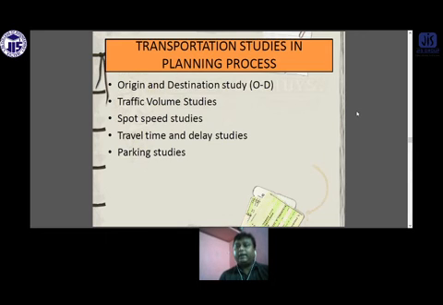Transportation studies and the transport planning process. For this, whatever points I will show you have already been covered. There are various types of transportation studies or planning, meaning what are the things we need to keep in mind, or need to focus on during the design for proper transportation planning. So the first is origin destination, traffic volume studies, spot speed studies, travel time and delay studies, and parking studies.